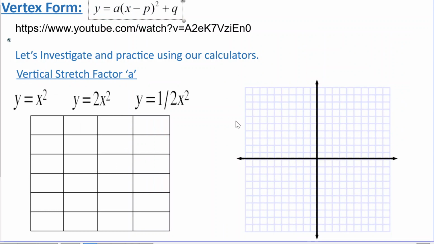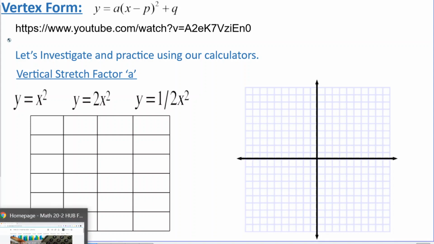So we're going to look at what do a, p, and q do. So we have a few functions here to talk about a. We have x squared, we have 2x squared, and we have 1/2 x squared. So all I'm doing is I'm changing the coefficient. I'm not worried about adding or subtracting anything to x yet, or adding or subtracting any constants on the outside.